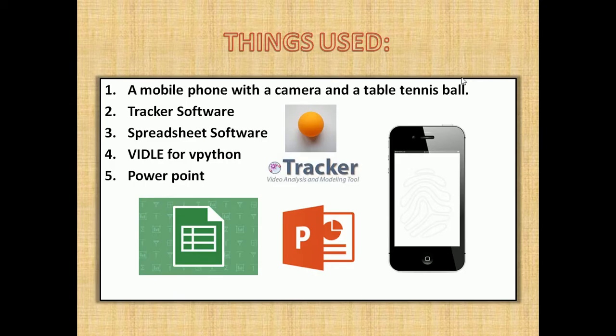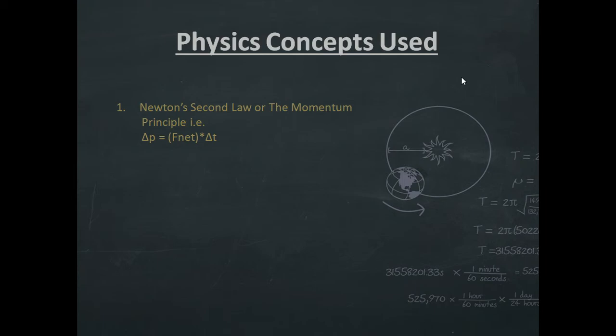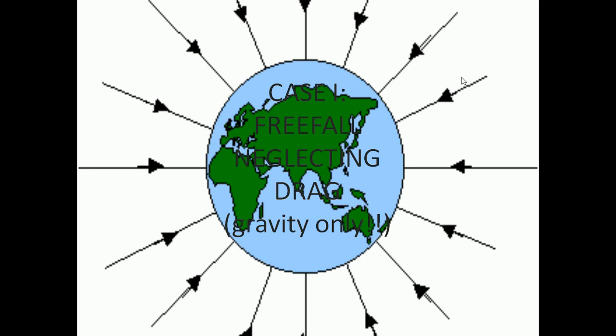The things we need are a table tennis ball, a smartphone with camera, the Tracker software, the Google Spreadsheet software, and VIDLE for VPython. I created the presentation using the PowerPoint software. The physics concept involved is the momentum principle, more commonly referred to as Newton's second law. Well, let's get into it.